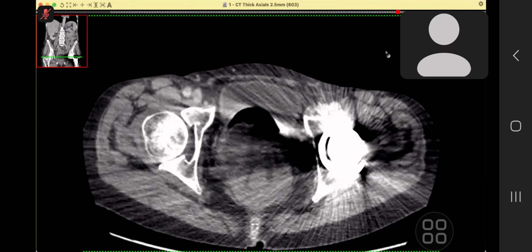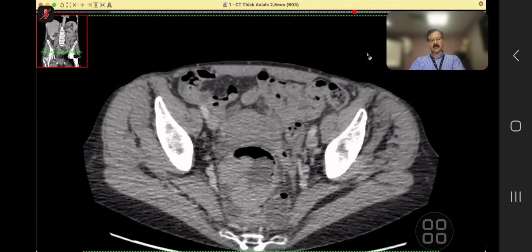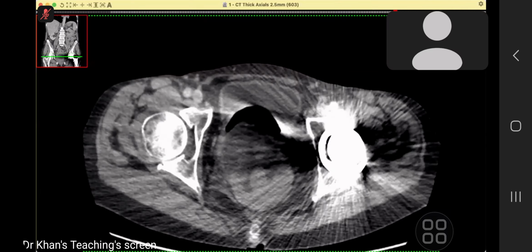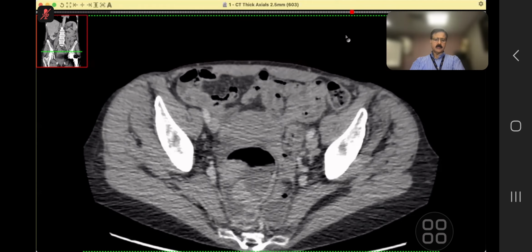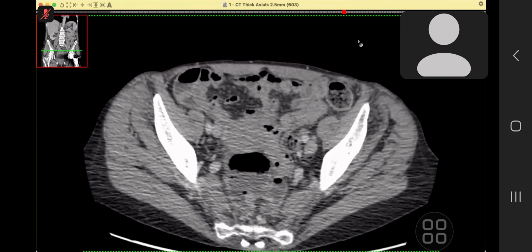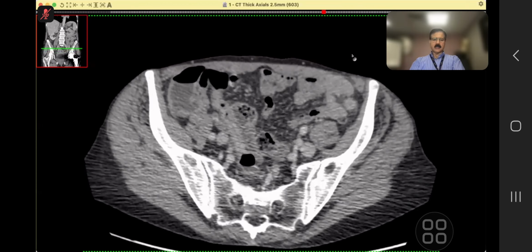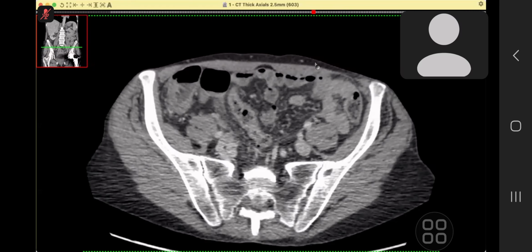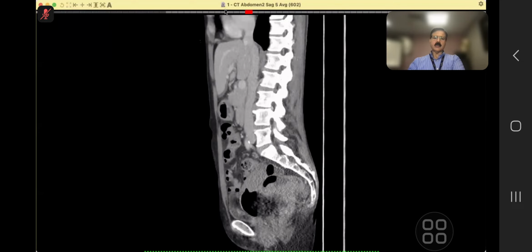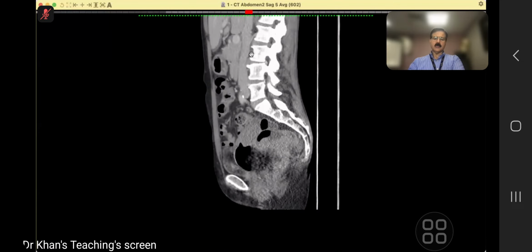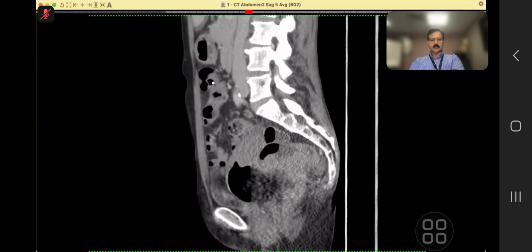Can we adjust the window, or is it not allowed? There is a lot of artifact, it will not help you. Whatever you want to say, you have to say it on this window. Can we see another plane? Can we see the sagittal plane, please? Okay, here you are. Let me slightly shift it for you. Over to you. Thank you.